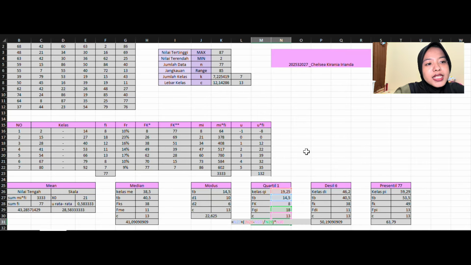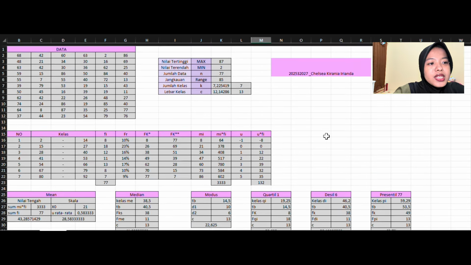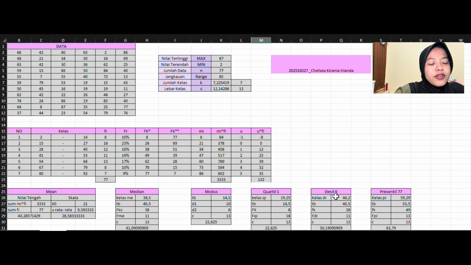Next, I calculated the sixth decile using the formula of the lower boundary of the decile class plus the decile position minus the cumulative frequency before the decile class, divided by the decile class frequency and then multiplied by the class width. The sixth decile obtained was 15,19. This indicates that around 19% of the data are below the value.